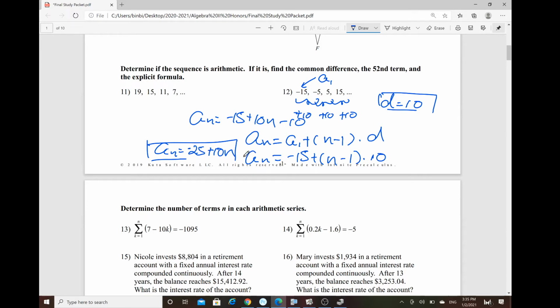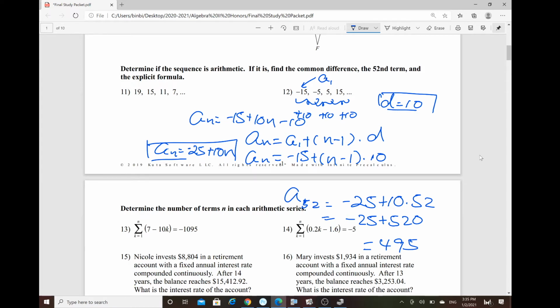So basically plug in a number, so 52nd. So that means n is 52. So a sub n, or a sub 52, equals negative 25 plus 10 times 52. So negative 25 plus 520, and then subtract 25, so we get 495. Okay, so then that'll be a sub 52.